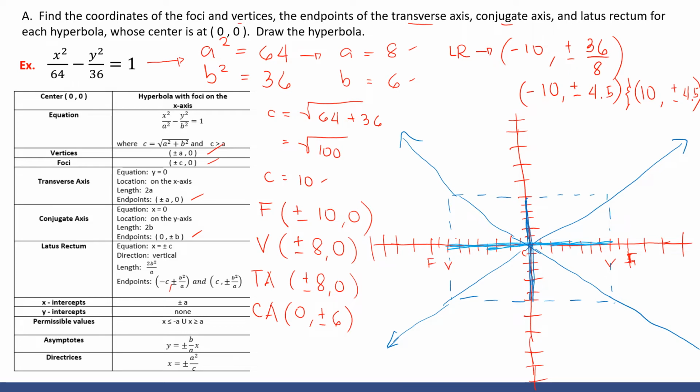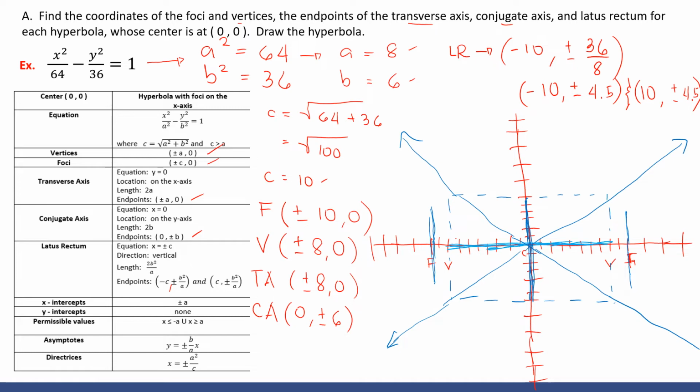Meaning to say, from the focus, taas ka ng 4.5 units. Okay? Taas ka ng 4.5 units. At syempre, bababa ka rin ng 4.5 units. At yun ang magsisilbi nating lattice rectum. Doon sa kabilang focus, ganun din. Taas ka ng 4.5 units at bababa ka ng 4.5 units.